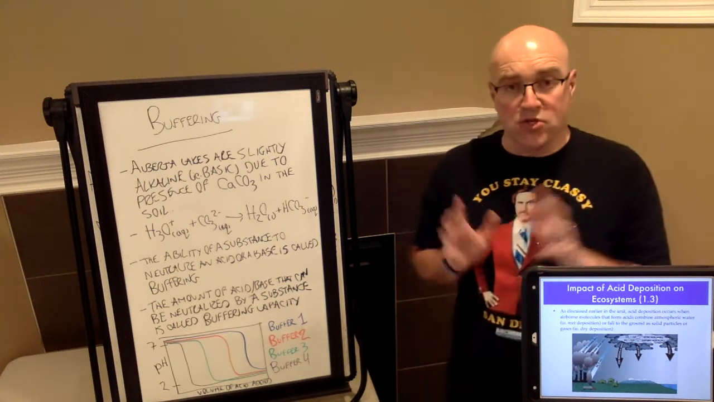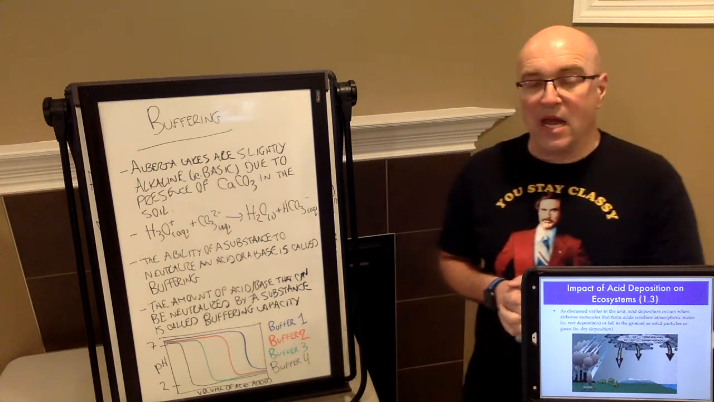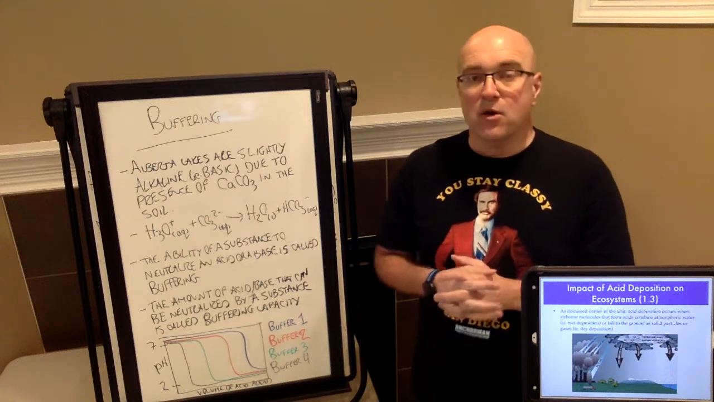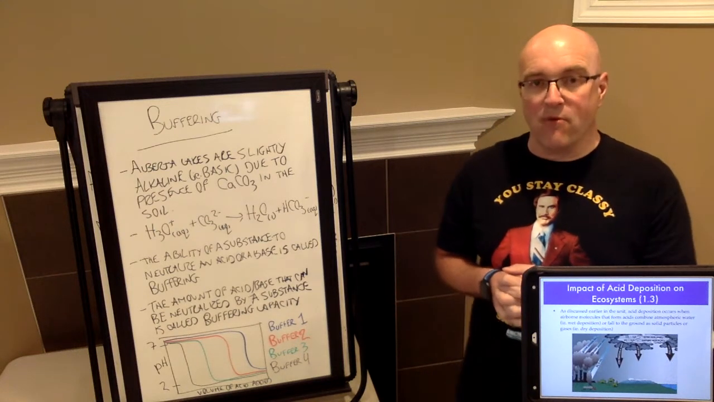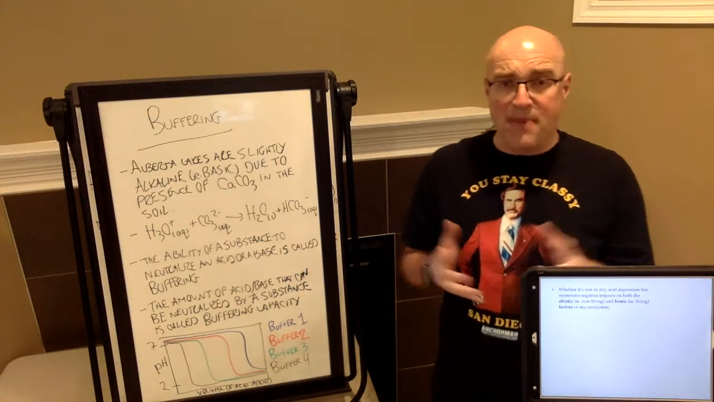And again, they can fall in two forms. Either they can combine with water to form wet deposition, or they can fall as either solid particles or gaseous particles in the form of what we call dry deposition. But both of them are going to have impacts on the ecosystem.